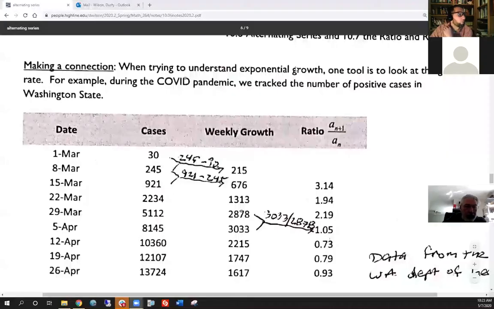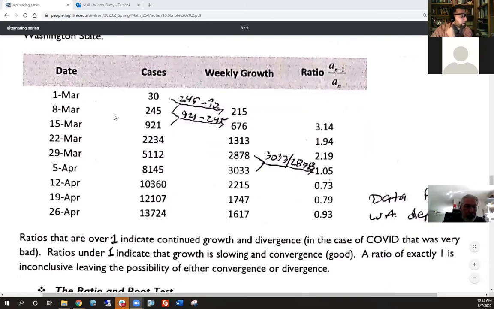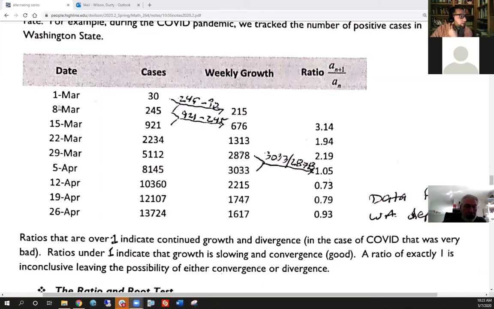So let's start by looking at some of this COVID data that a few of us have been tracking on Fridays. When trying to understand exponential growth, one tool is to look at the growth rate. Some of you have tracked along with our COVID data, others haven't. What I did was I went through last week when I was playing with these notes, and I grabbed data from the Washington Department of Health every week.